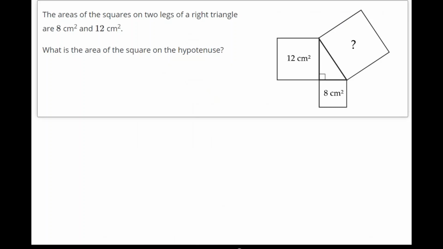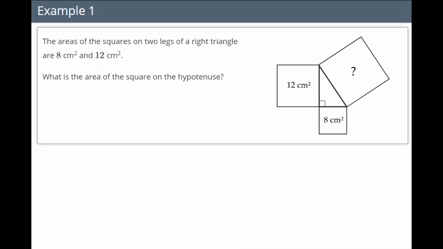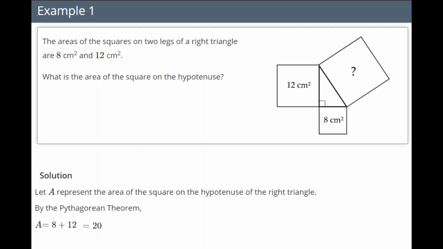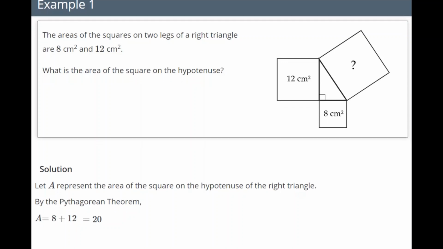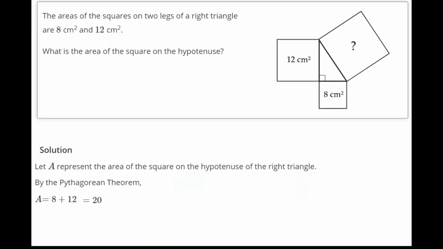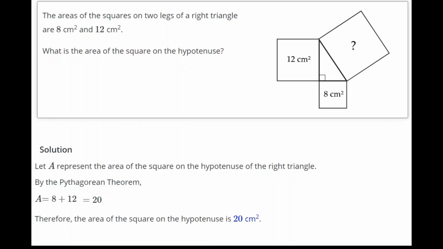Example 1. The areas of the squares on 2 legs of a right triangle are 8 square centimetres and 12 square centimetres. What is the area of the square on the hypotenuse? Well, let capital A represent the area of the square on the hypotenuse of the right triangle. By the Pythagorean theorem, A equals 8 plus 12, which is 20. Therefore, the area of the square on the hypotenuse is 20 square centimetres.